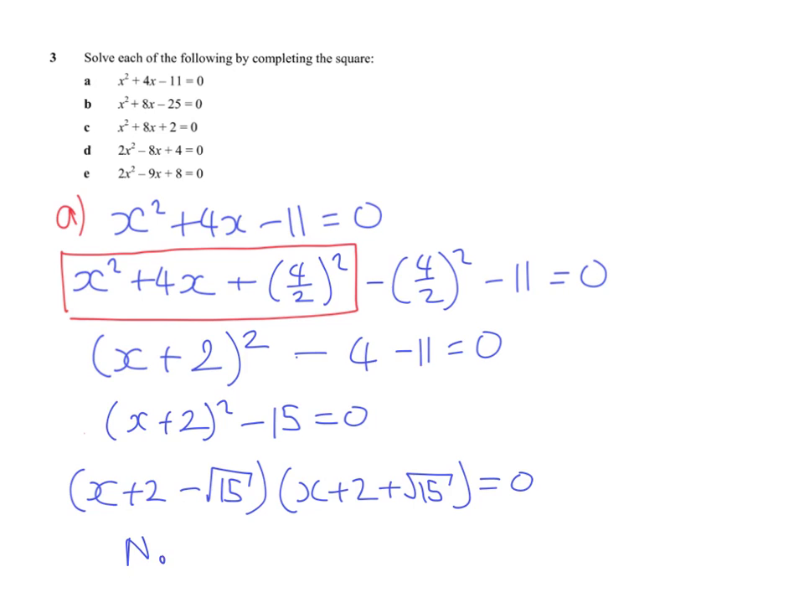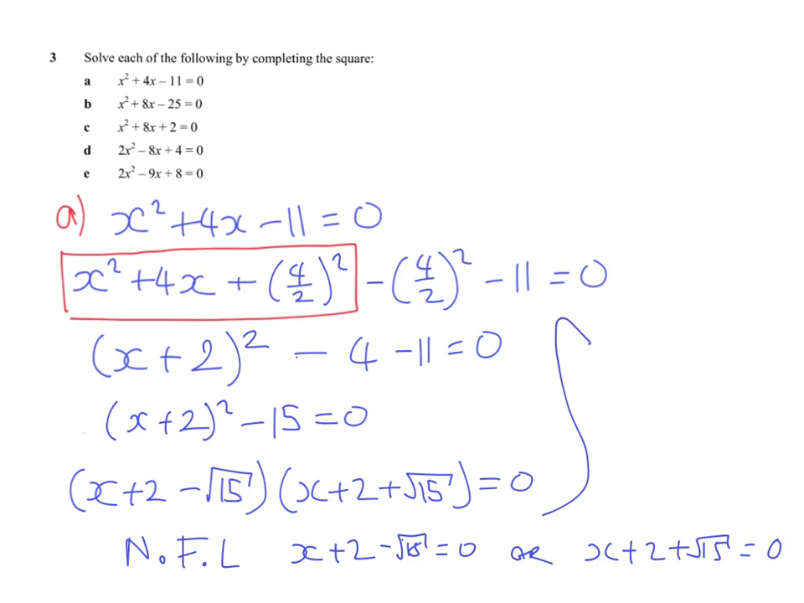So from the null factor law, and I'm running out of room, I can get x plus 2 minus root 15 equal to 0, or x plus 2 plus root 15 equal to 0. So now I'm going to go up here. So my solution is x equals minus 2 plus root 15, or x equals minus 2 minus root 15. So I've got my solution there.